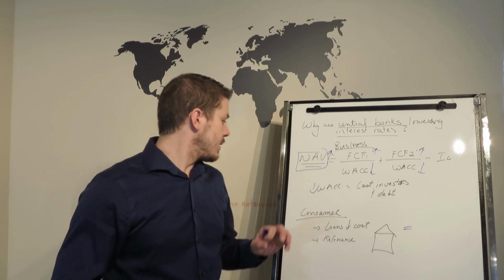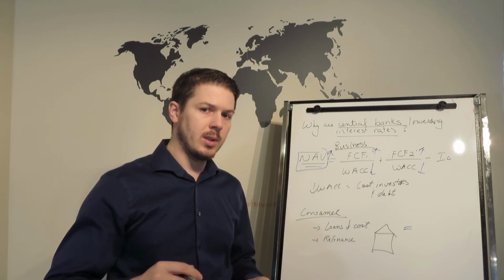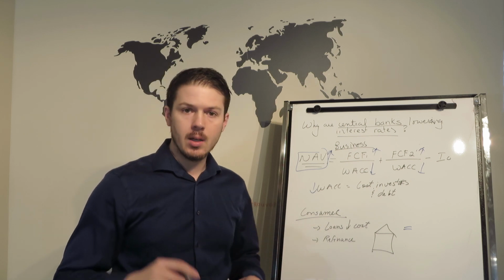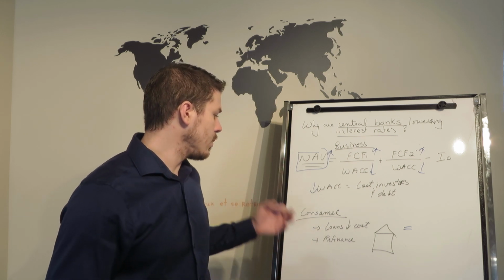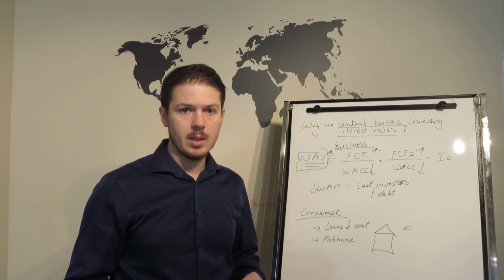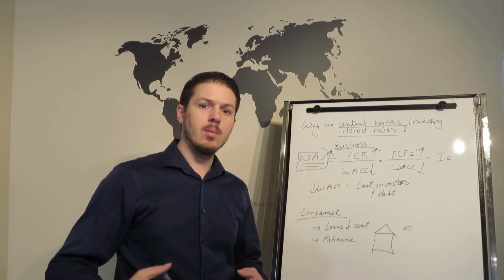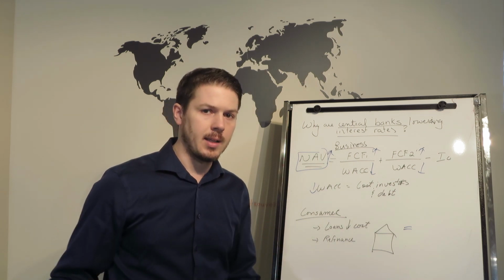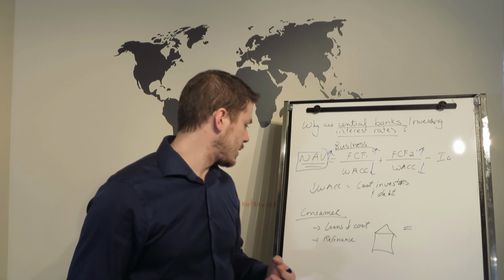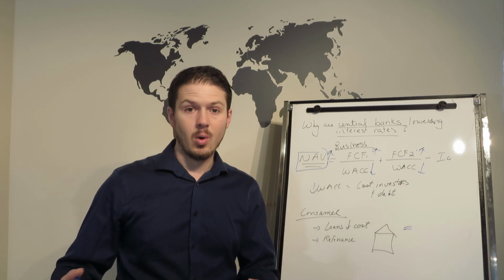The second thing is that when the central banks decrease the rates on loans, it also reduces the cost of those loans. When it reduces your interest rate, it essentially gives you more disposable income to spend in the economy. And on the other side, it also gives you the possibility to refinance your home.